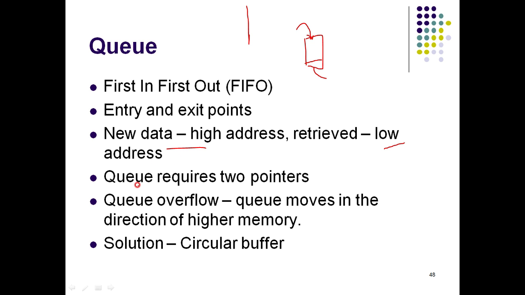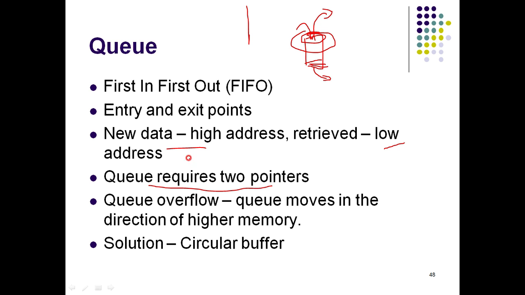Okay, now that means your queue requires how many pointers? It requires 2 pointers. Which are the 2 pointers? One pointer here at the entry point, the other pointer here at the exit point. So these are my 2 pointers. But in a stack you had only one pointer, which would be here at the entry point, and the same would be your exit point. So therefore only one pointer would do my work.